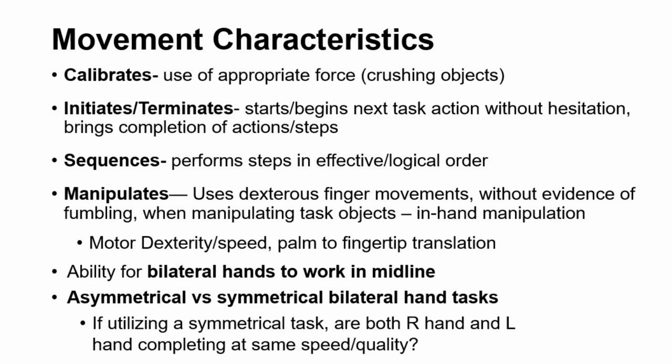Movement characteristics clinicians look for: calibrates, uses the appropriate force; initiates, terminates, beginning the next task action without hesitation, and then bringing completion of the actions and steps. Sequences, performs the steps in an effective, logical order. Manipulates, uses dexterous finger movements without evidence of fumbling when manipulating task objects, in-hand manipulation. Motor dexterity, speed, palm to fingertip translation. The ability for bilateral hands to work in midline, and asymmetrical versus symmetrical bilateral hand tasks.